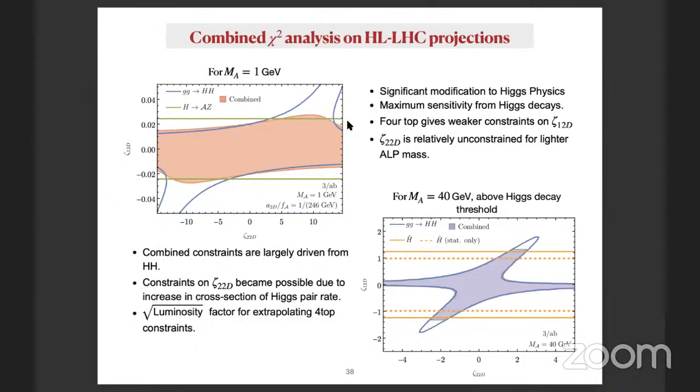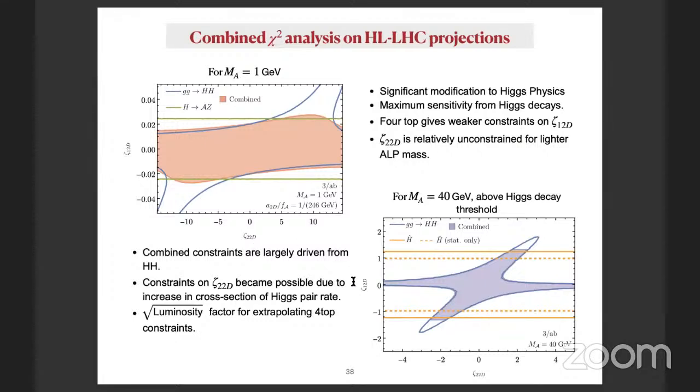We saw that for the lighter ALPs, and this is all for the high luminosity LHC, a significant effect comes from the Higgs decays, which are shown by the green region over here. Even if we look at the combined effect, it is pulled by the single Higgs decays. And 4-top over here does not give any strong contribution, and zeta 2D is entirely unconstrained.